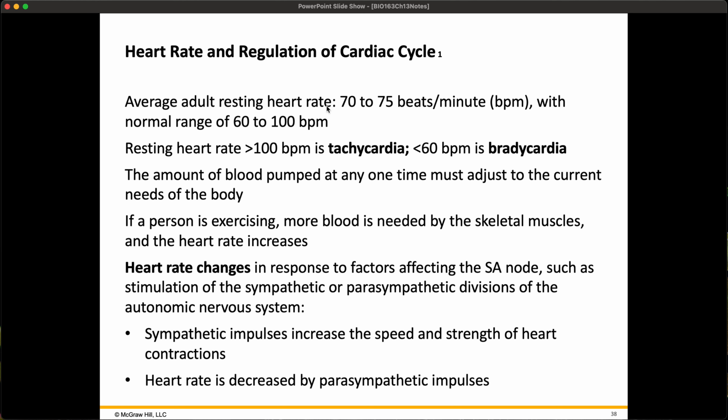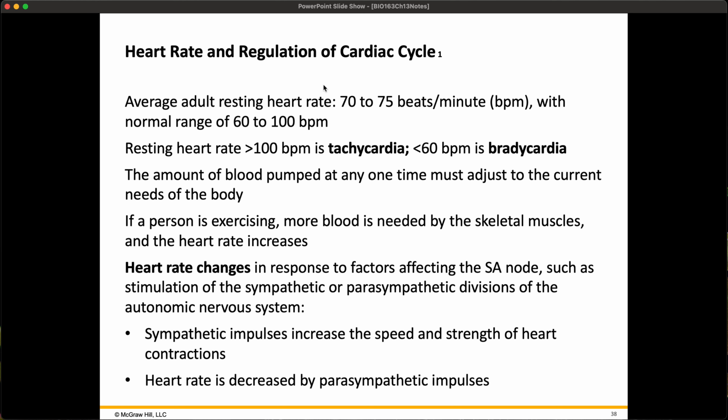So heart rate and regulation of the cardiac cycle. This is all dependent upon the activity level of somebody at that moment. The more active you're being, the more blood flow you're going to need to have. So average adult resting heart rate is 70 to 75 beats per minute. Normal, though, is 60 to 100.